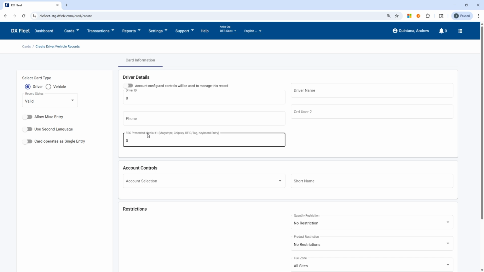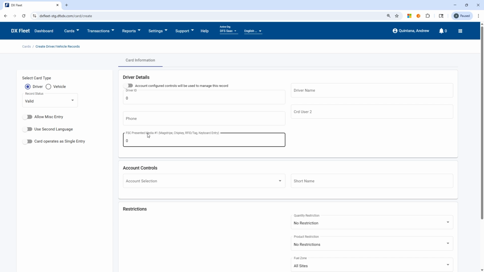So a card's not necessarily a physical thing. It could be a keyboard entry. It could be various card formats. And we're going to basically program DXFleet to say, hey, this is the card number that's being read. It might be read from a mag strip reader. It might be read from a prox reader. It might be just a number that you type on the keyboard. But that number just needs to match what's in DXFleet, what's programmed on that physical card, or what's being typed on the keyboard at the terminal when you try to authorize a card.